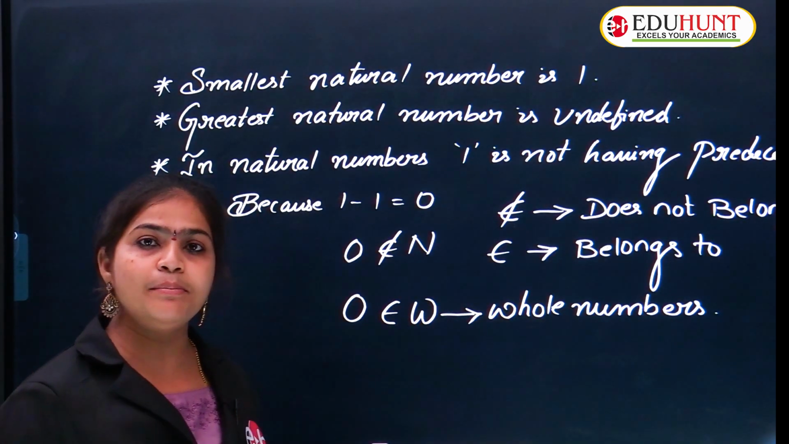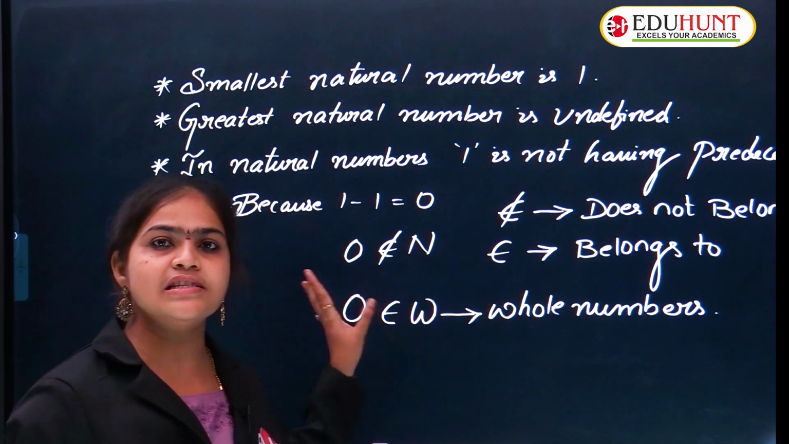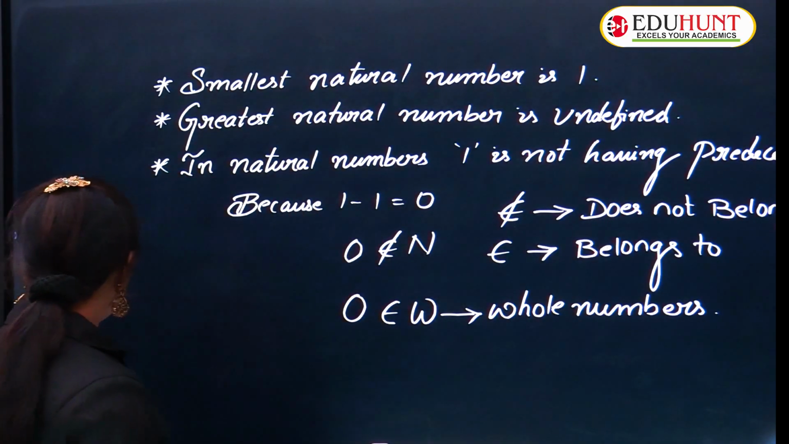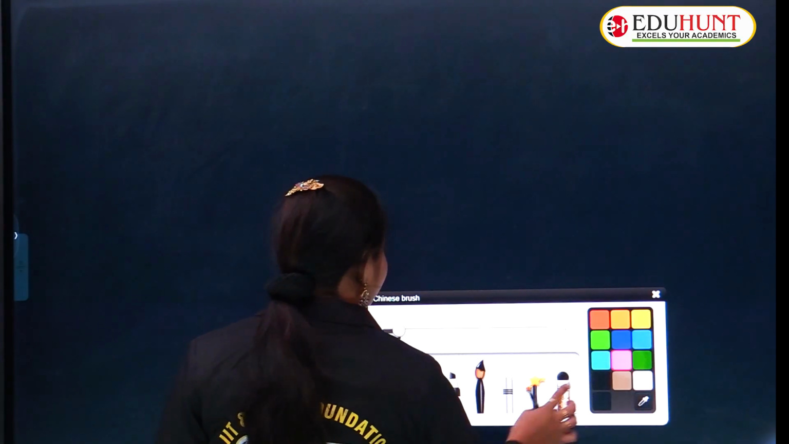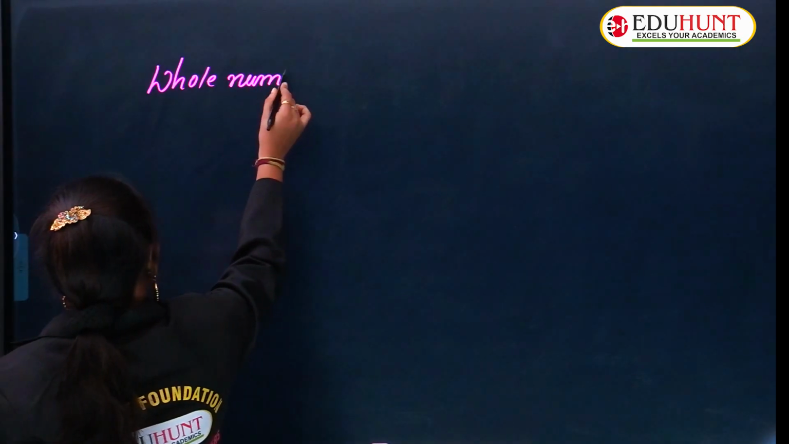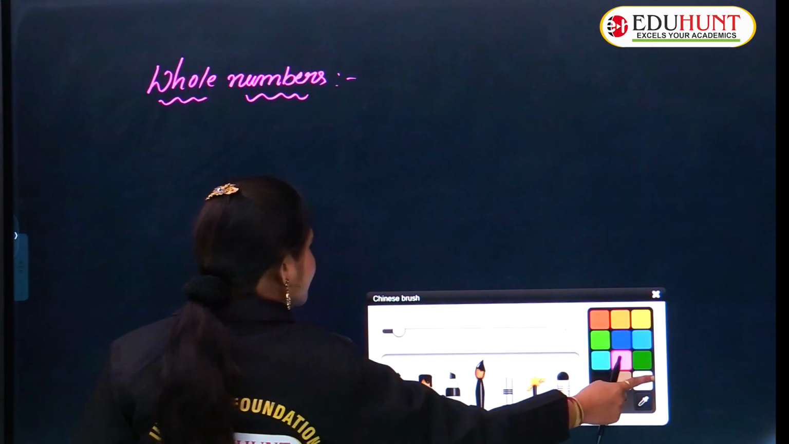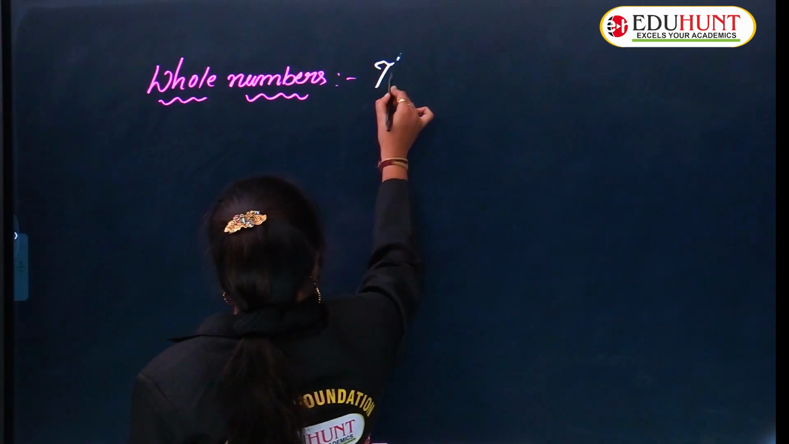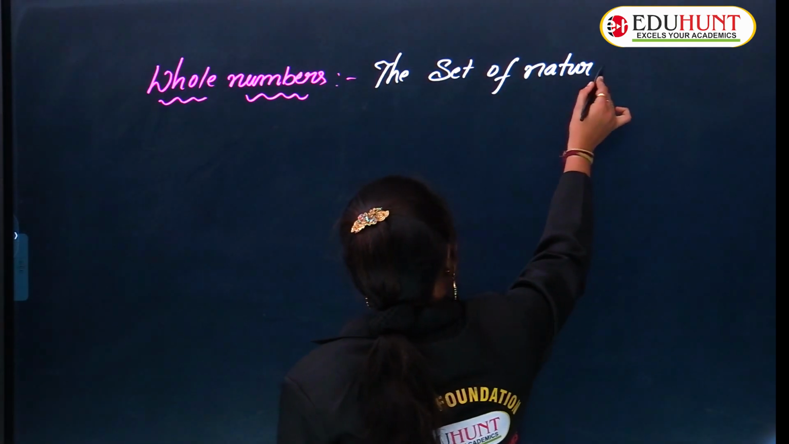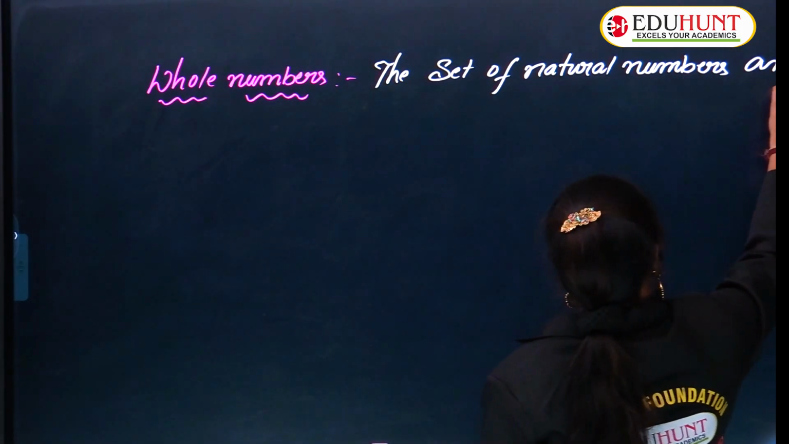Now what about whole numbers? In whole numbers, the set of natural numbers is there, including 0 also. That set of numbers is known as whole numbers. Understood? Now come to our concept: whole numbers. What is the definition of whole numbers? The set of natural numbers including 0.